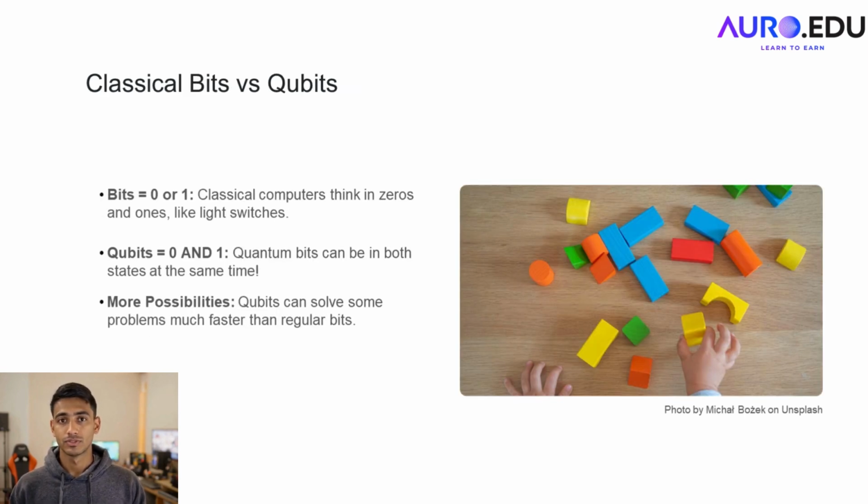Let's talk computers. Classical computers think in bits. Each one is either a 0 or a 1, just like flipping a switch on or off. Quantum computers use qubits. And here's the twist. They can be both 0 and 1 at the same time. That means they can do a lot more with fewer pieces. Kind of like being able to read every page of a book at once instead of one at a time.